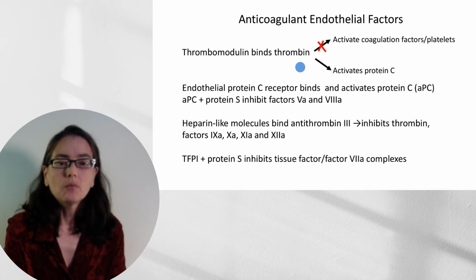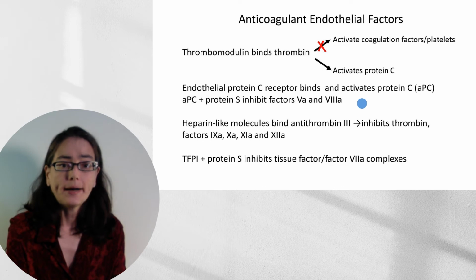Instead, thrombin when bound to thrombomodulin is going to activate protein C. Now, protein C will bind to endothelial protein C receptor, and with protein S will inhibit factors 5A and 7A, which you'll recall from the previous video are involved in driving you towards fibrin formation, is procoagulant. So by abrogating this effect, you are slowing down and becoming anticoagulant instead of procoagulant.